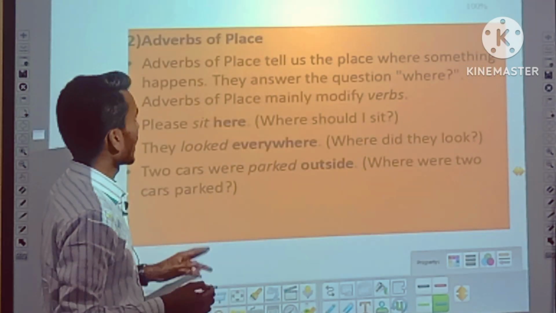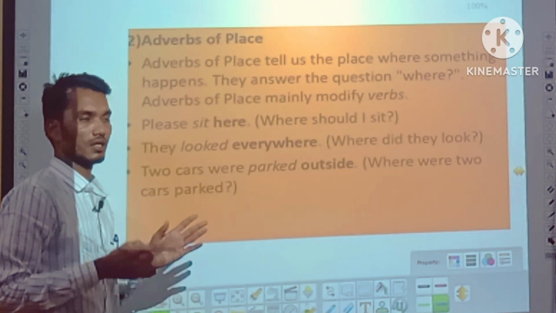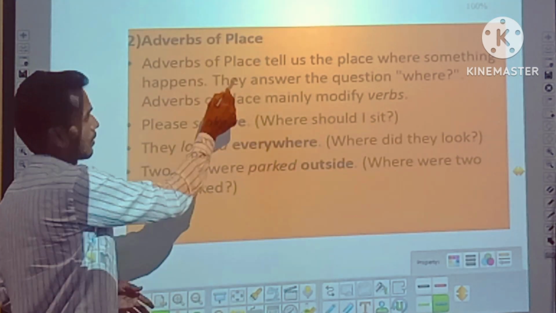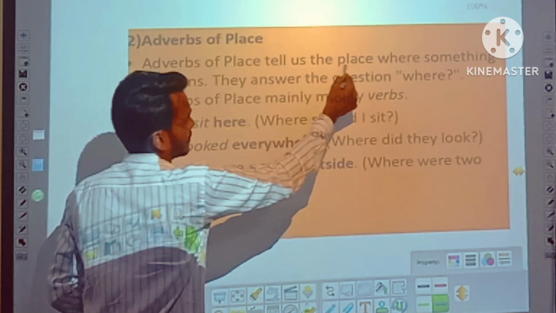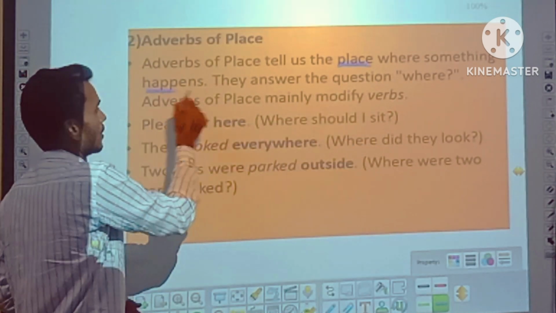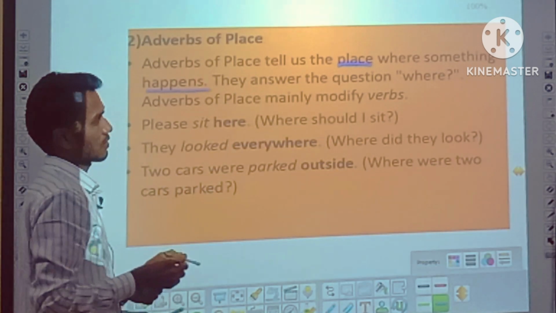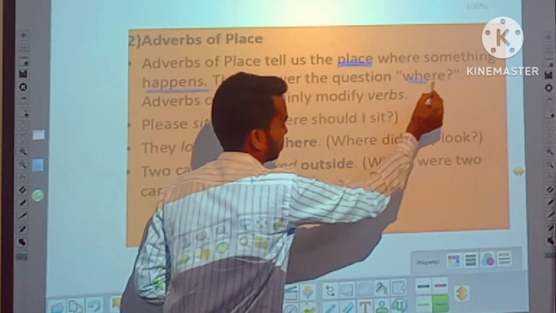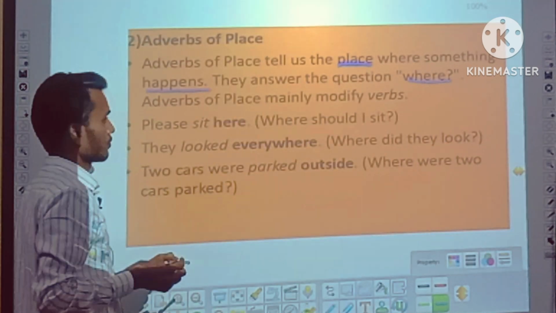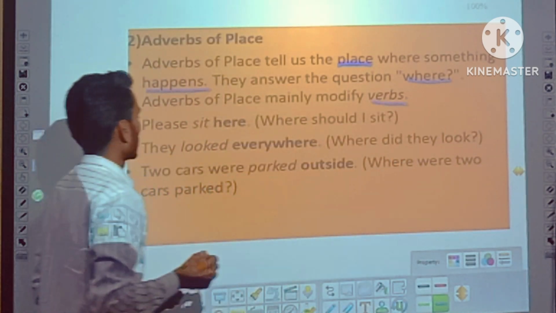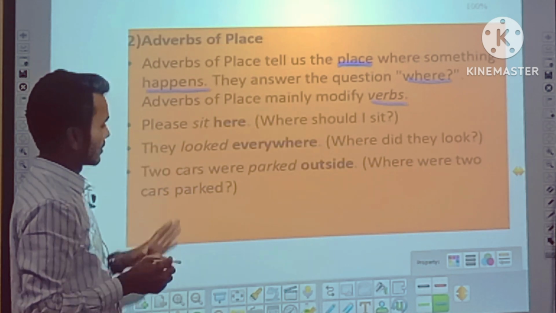Then we have adverb of place. Adverbs of place tell the place where something happens. They answer the question where. Adverb of place mainly modifies verbs. Then we will look at the examples.